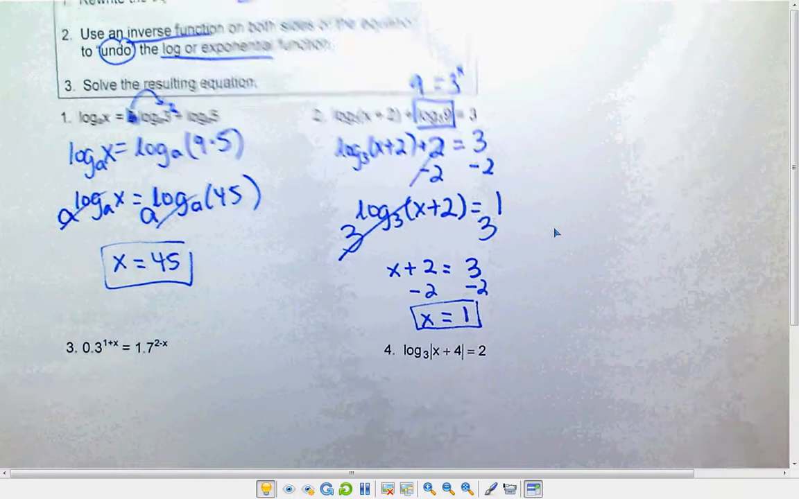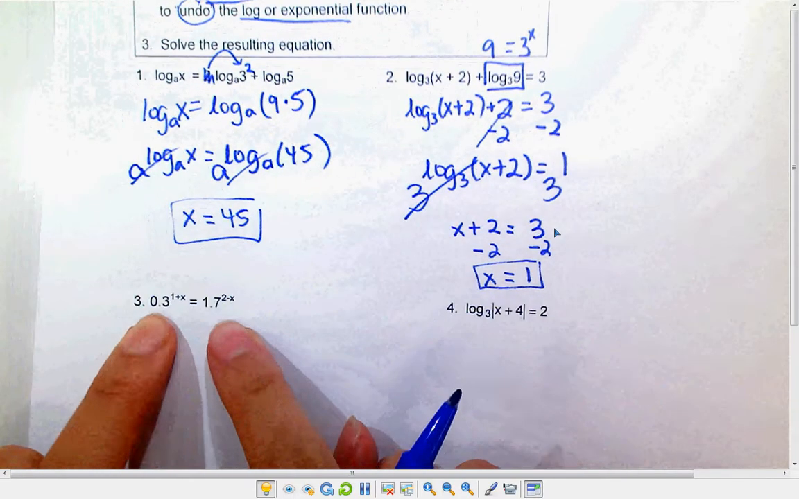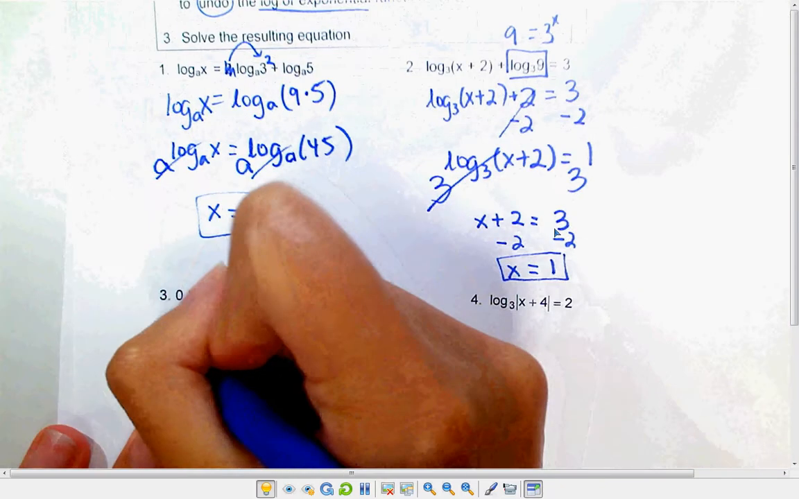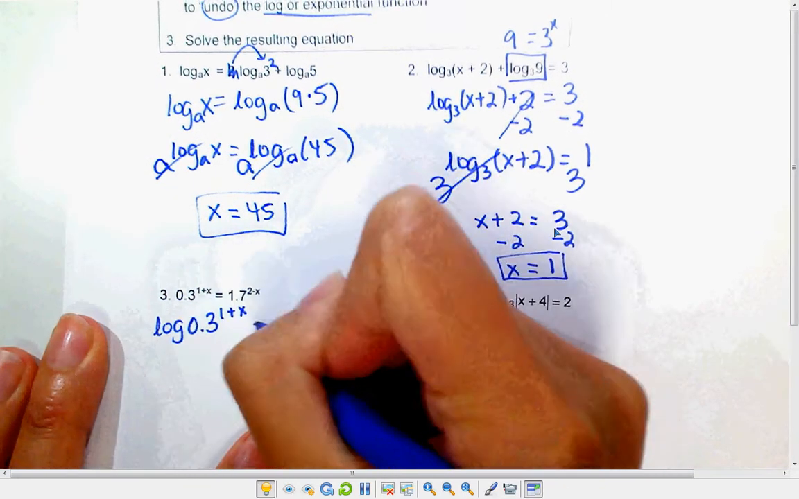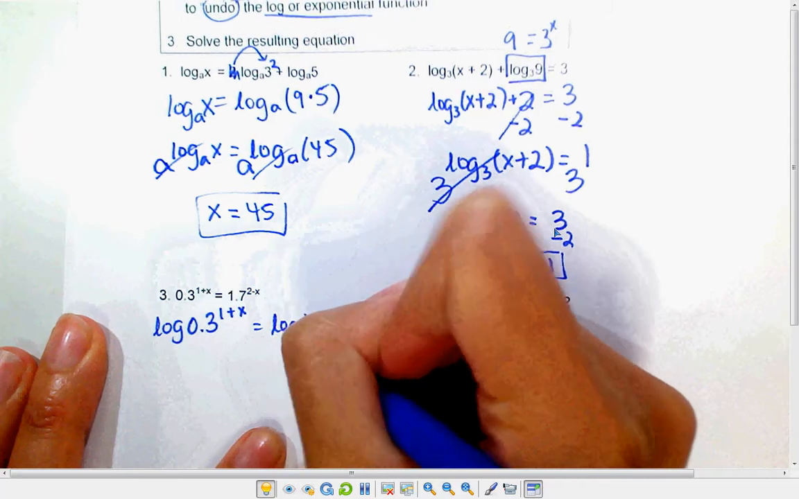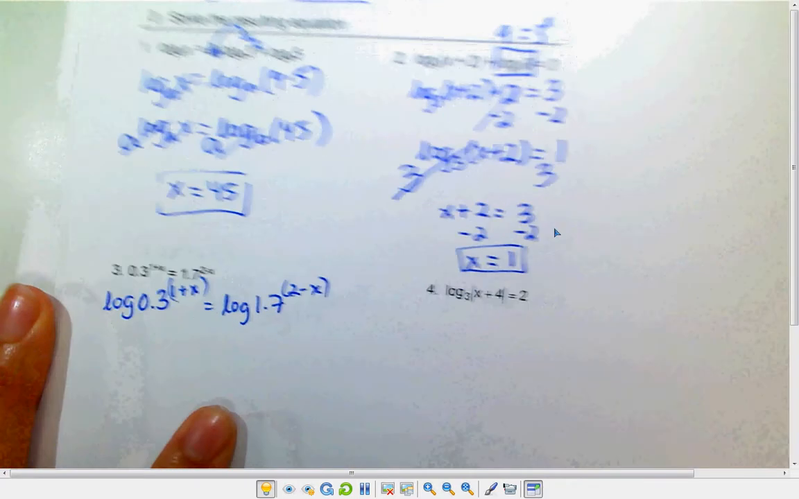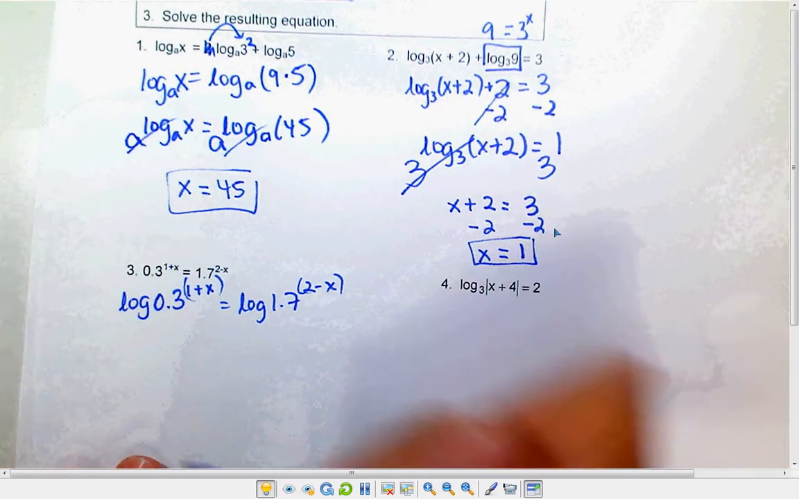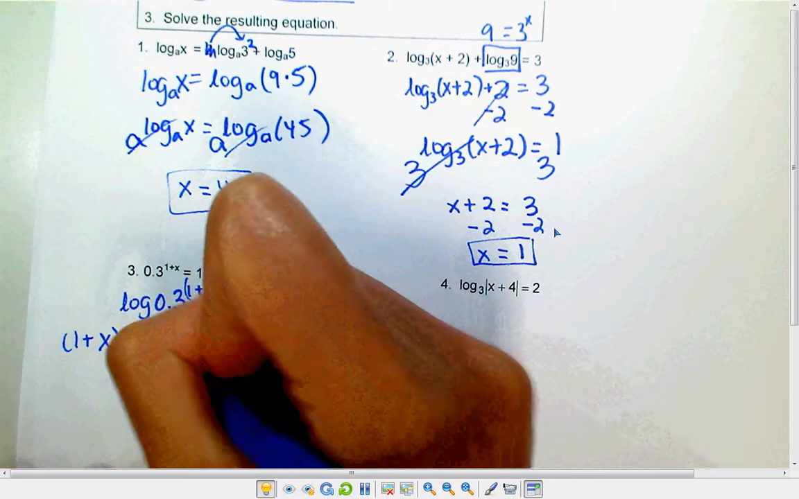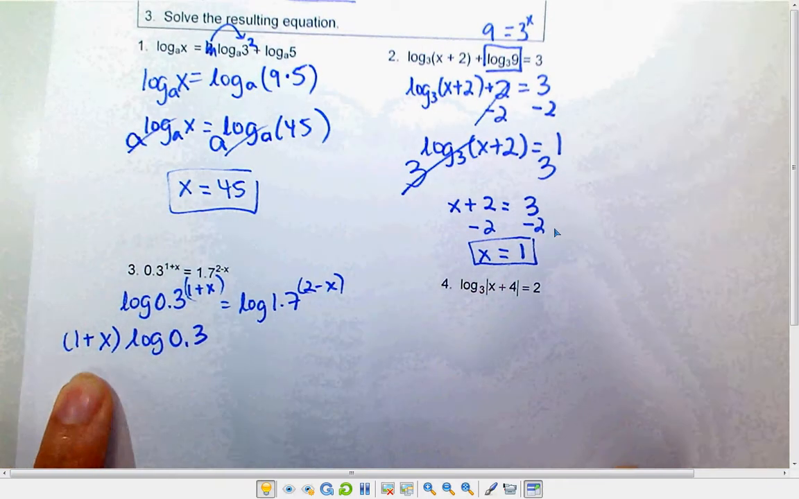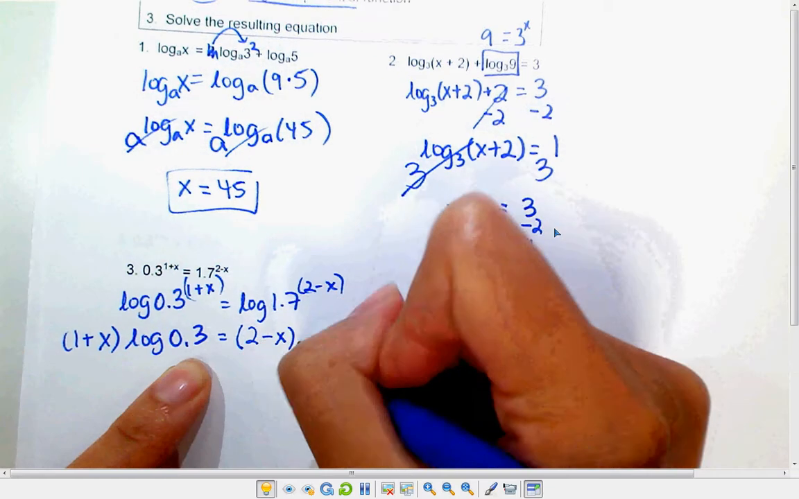So this time, we already have one term on either side. So to undo these exponents, what we're going to have to do is take the log of both sides. When we take the log of both sides, the point of this is so that we can then move our exponents in front. So using our log rules, we know we can pull the exponents out in front of our log. So this turns into 1 plus x, don't forget the parentheses, log of 0.3, equals 2 minus x, log of 1.7.